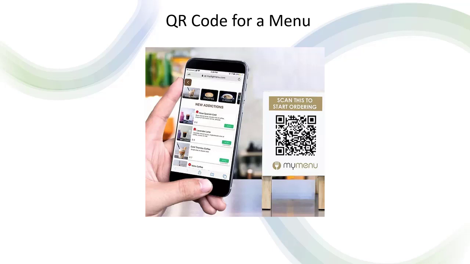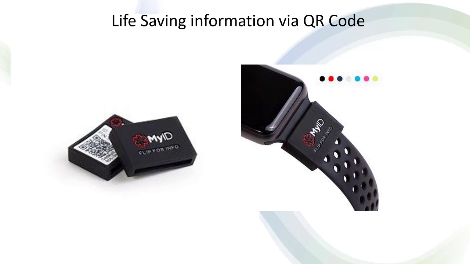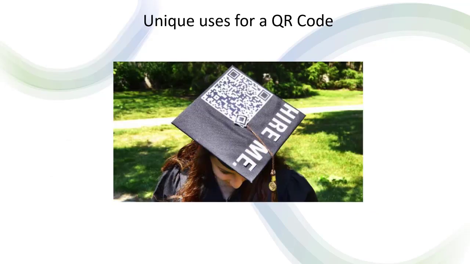You can use a QR code for a menu. Some restaurants may have it. If you own a restaurant, you can create one as a point of contact to get to your menu. And as we mentioned last week, there is a lot of life-saving information available via QR codes and different ways to do it. This is one way where you create the QR code and put it on a little device that sits on the end of the band of your watch.